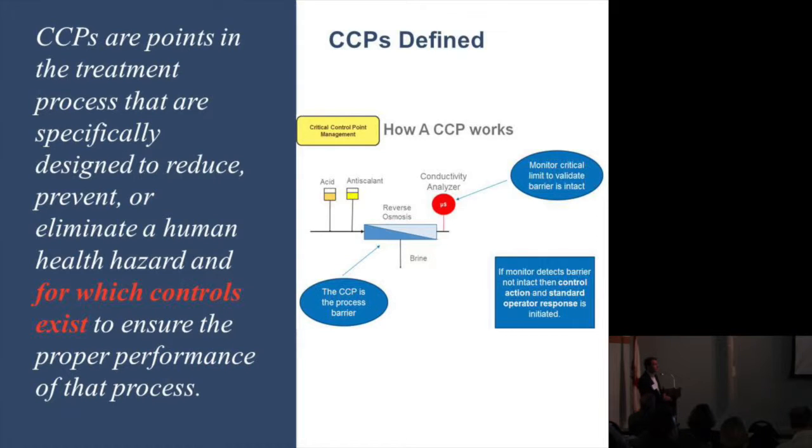So in this example here, we've got reverse osmosis membranes. The critical control point here is the barrier itself. The monitor, a lot of people get confused and say, well, the monitor is critical too. Well, it is, but that's not the critical control point. The monitor simply tells you that the barrier is intact and is doing what it's supposed to do. So again, really important distinction there.